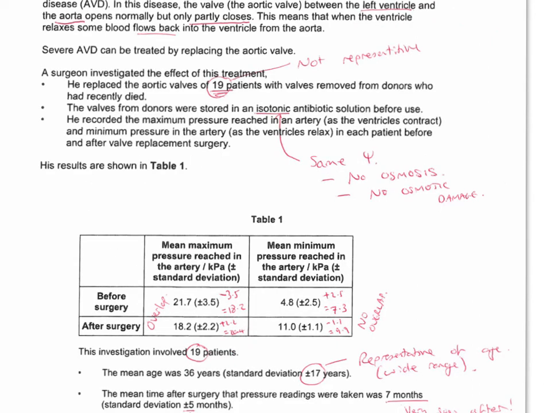So question 1 was a practical skills question. Why was isotonic used in the investigation? It's just as we said before, it's going to prevent osmosis, so water is not going to move in or out of the valve, so it prevents the valve from bursting or shrivelling. So it can be used.